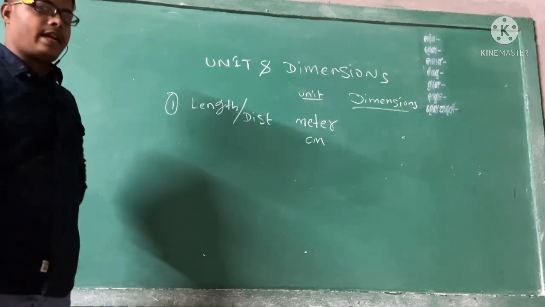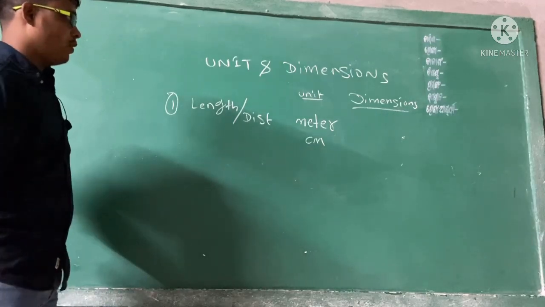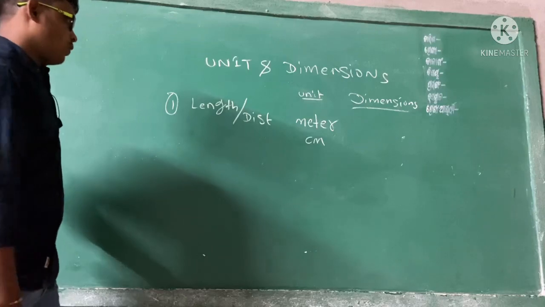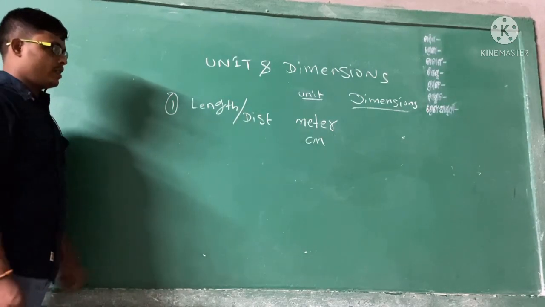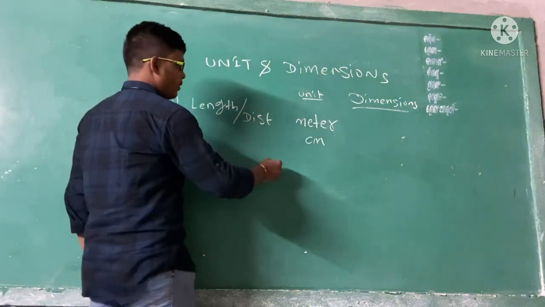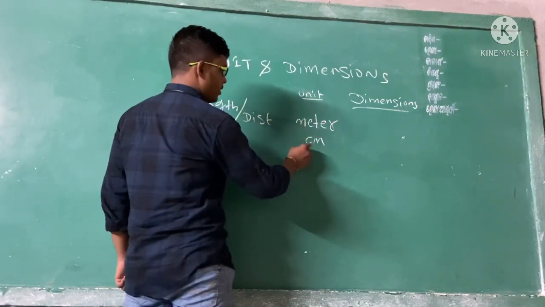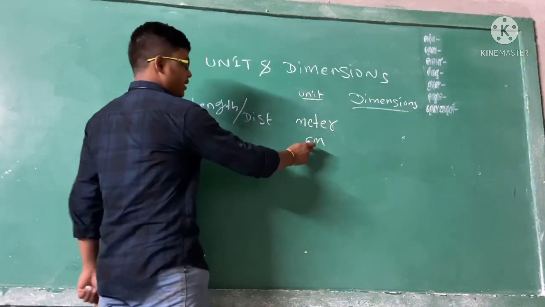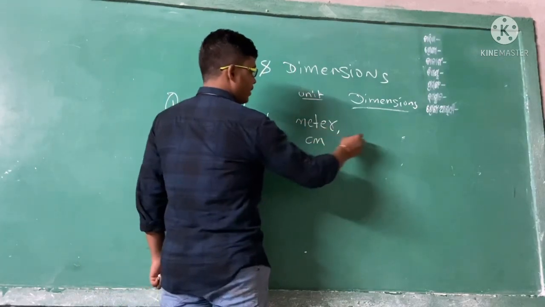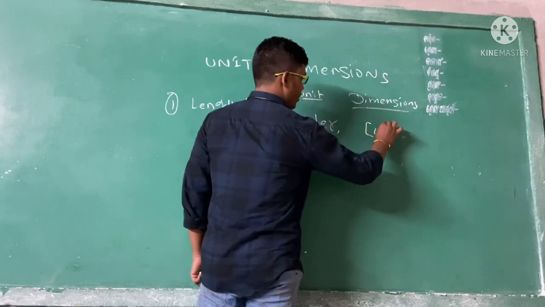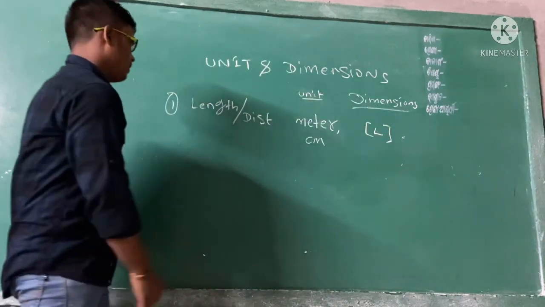So you can use both units also, and the relation between them we discussed previously, that 1 meter equal to 100 centimeter. So the dimension is the capital L using the close bracket. So remember this unit and dimension. So the dimension is [L] in the close bracket.